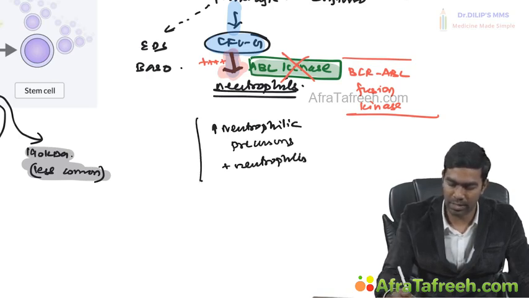So this is the pathophysiology of your famous chronic myeloid leukemia. In this, the most important point where the examiner likes to ask is, what is the Philadelphia chromosome? It is chromosome number 22, which is foreshortened, and the fusion product is present on chromosome number 22 only.